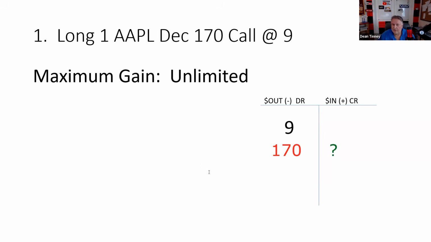Long calls sound good. How with limited risk would you like unlimited reward? How with as little as $900 would you like to control tens of thousands of dollars worth of stock? Well, this sounds pretty decent. Let's try a couple examples of test phraseology.